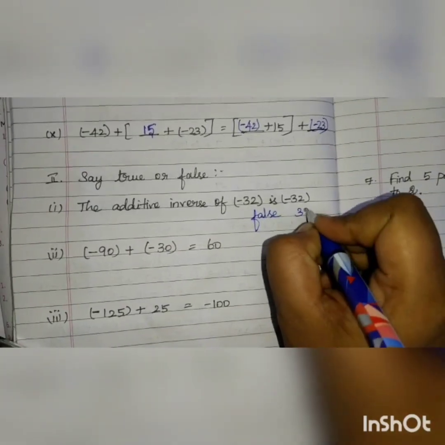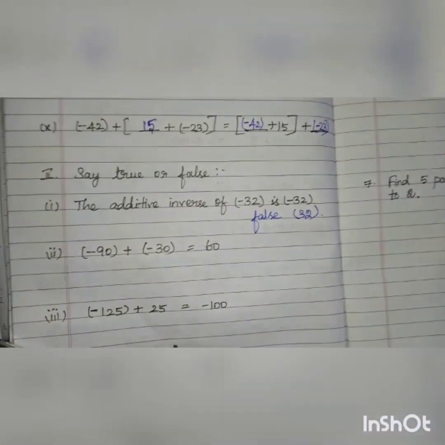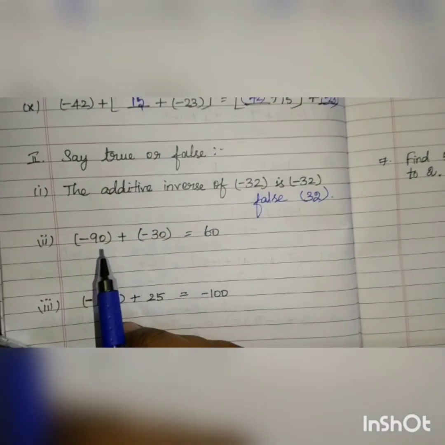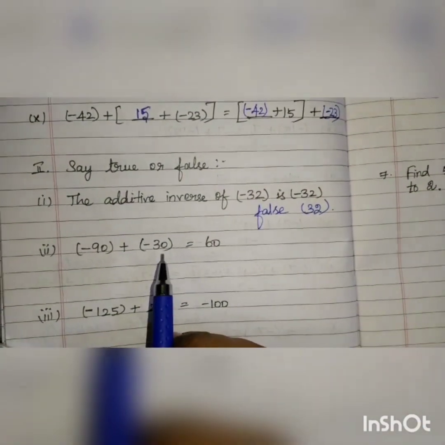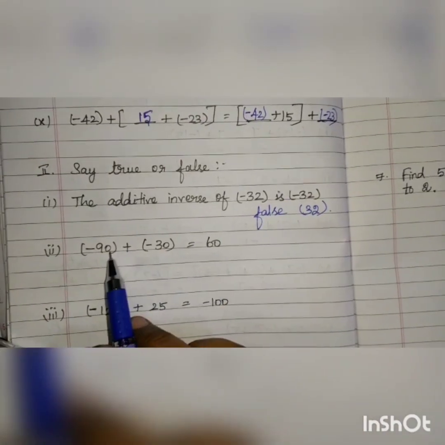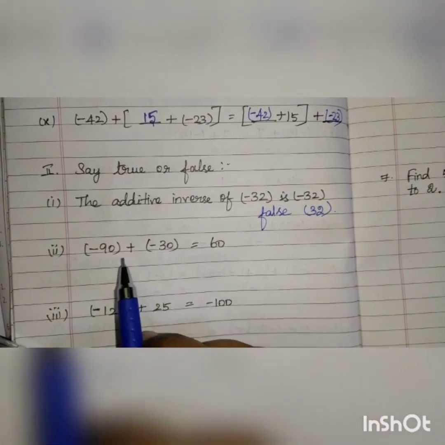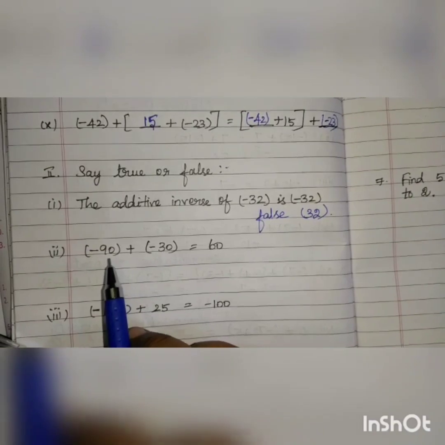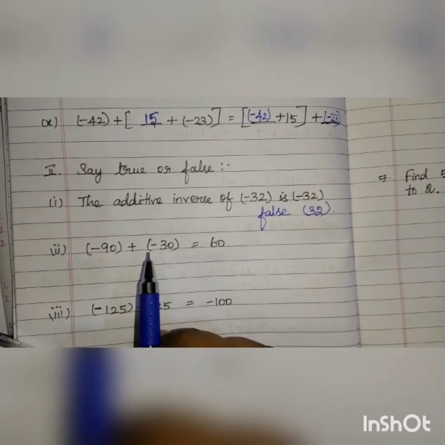What answer will come here? Plus 32 will come. Okay. So next to this, minus 90 plus minus 30 equal to 60 is given. Is it true? Both the symbols are negative, so we just want to add. If we add, what answer will we get?